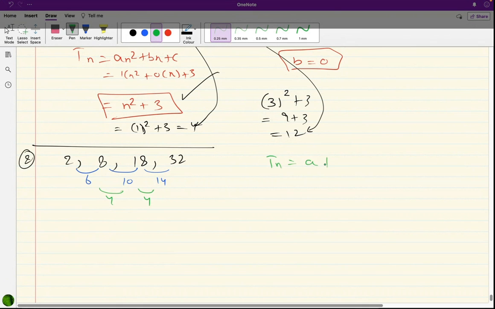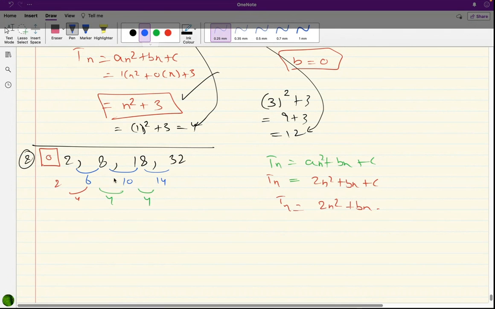Tn is equal to an square plus bn plus c. A is half of the second difference. So 2n square plus bn plus c. Now c is the zeroth term. So we're going back, this is 2, 4 minus 2 is 0. So Tn is equal to 2n square plus bn. A done, C done.